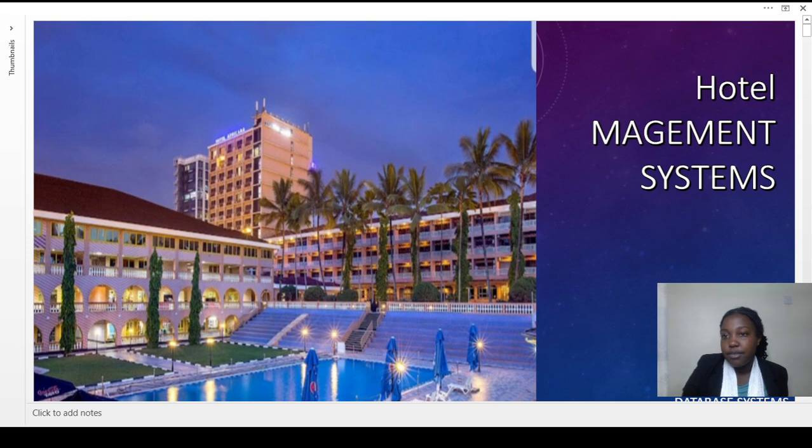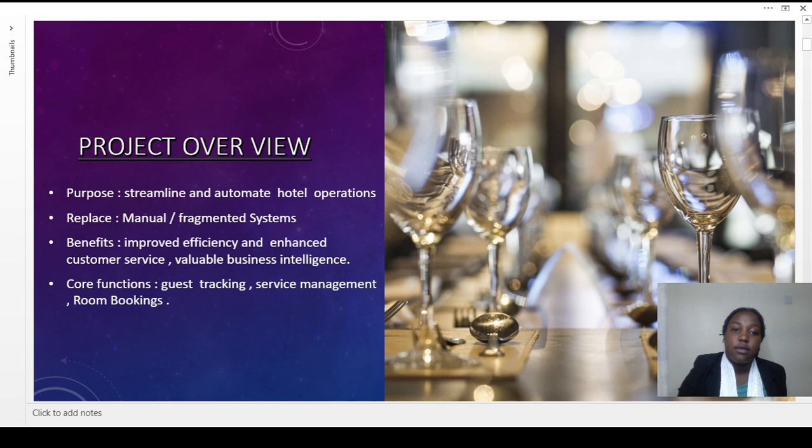Introducing to you my database project. I am mainly concentrating on a hotel management system. This is the overview of the whole project. So my project overview has mainly its purpose, what it's replacing, its benefits, core functions.